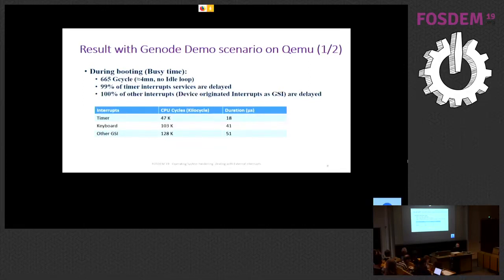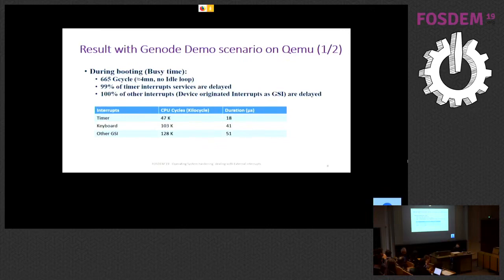But especially timer interrupts were delayed by 18 microseconds on average. All other interrupts, like keyboard or other global system interrupts, were delayed by about 40 to 50 microseconds on average. So this was the case when the system was booting.